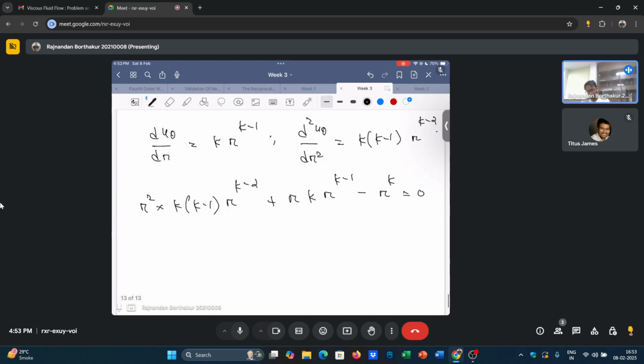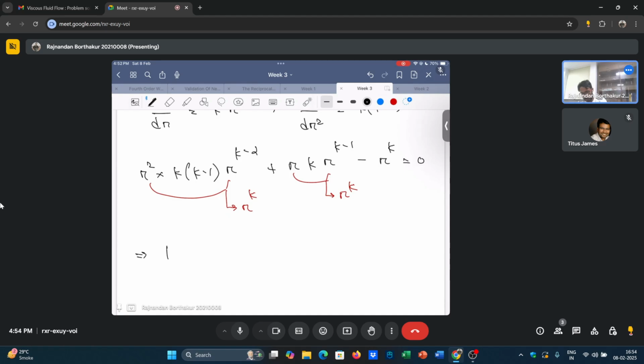Now, these two terms will combine and give me r power k, and this also I just have an r power k, which means I can just write it as k into k minus 1 r power k plus k into r power k minus r power k equals 0.